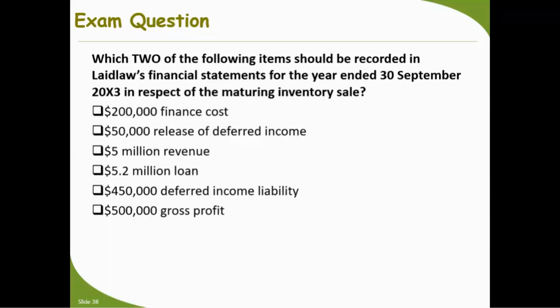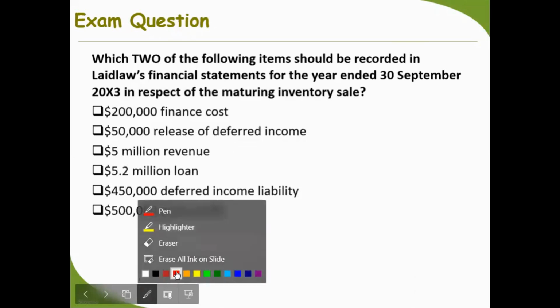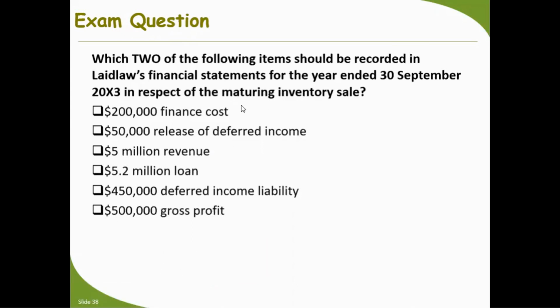Which two of the following items should be recorded in Laidlaw's financial statements for the year ended 30th September 2003 in respect of the maturing inventory sales? We have already established that maturing inventory sales is a loan. You can't recognize it as sales. So the original value of the loan is 5 million, plus 5 million times the effective rate of 4%. 5 million times 4% is equal to 200,000. That is your finance cost. So option A is the right answer. And that 200,000 is also payable, so the loan is 5.2 million. So option A and option D are the right answers.